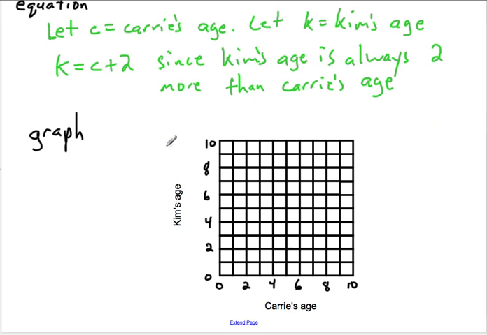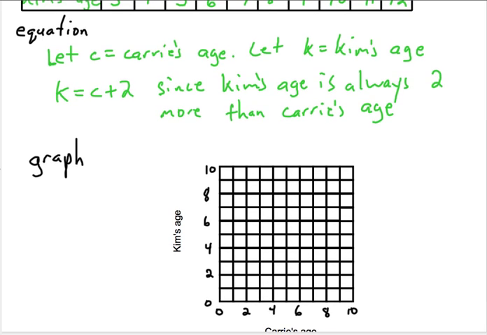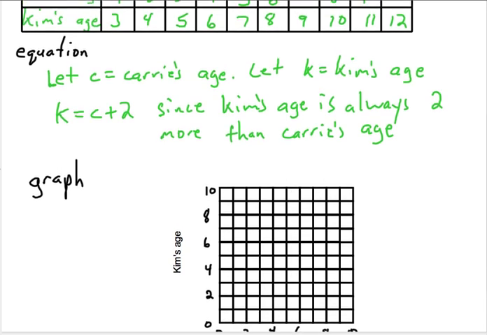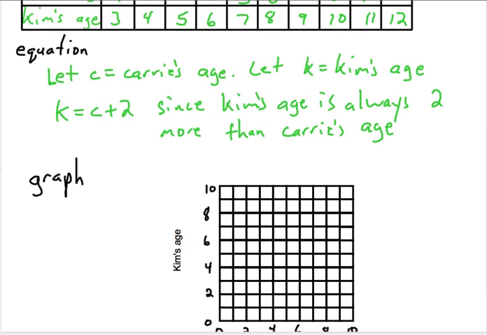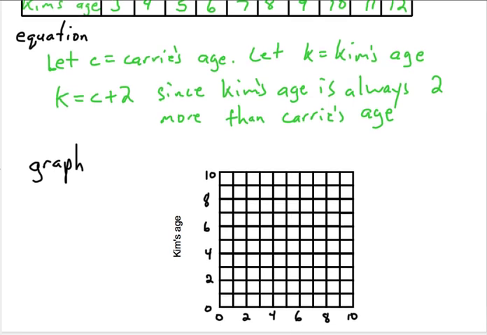Alright, so here we have a graph, and on the left side I've written Kim's age, and on the bottom I've written Carrie's age. So using the information from the table above, we can see that when Carrie is 1, Kim is 3. I guess we'll get that a little higher. Well, we'll have to remember. So when Carrie is 1, Kim is 3.